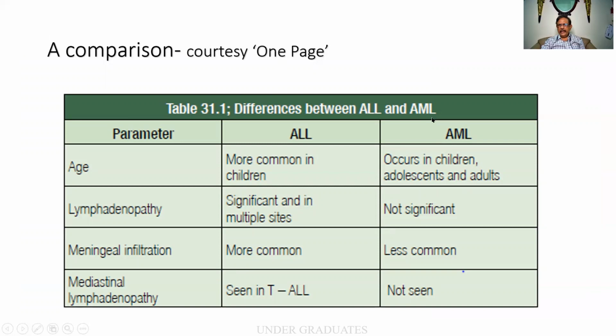What is the difference between ALL and AML? This is a very simplified column. You people can memorize. Very easy. ALL is more common in children. AML occurs at any age: children, adolescents, and adults. Lymphadenopathy in ALL is present; in AML it is not significant. Meningeal infiltration is common in ALL, less common in AML. And a mediastinal mass can be seen in ALL, not seen in AML. Again, one page. So these are the differences. This will add beauty to your answers.